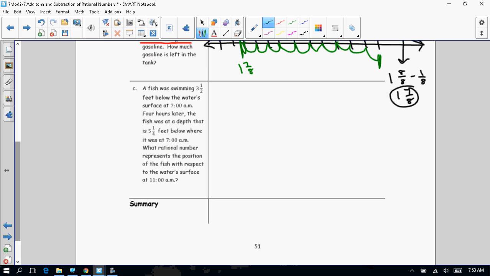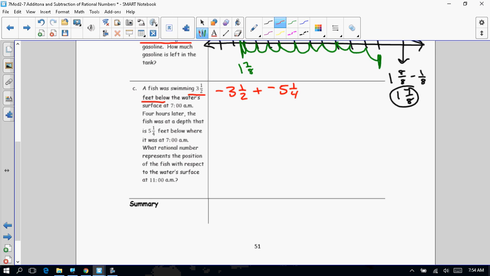All right. A fish was swimming 3.5 feet below the water's surface at 7 a.m. 4 hours later, the fish was at a depth that was 5.25 feet below where it was at 7 a.m. All right. Where is it now, basically? So it was below, right? So that's negative 3.5. And now it's even lower than that, right? It's gone deeper, so plus a negative 5.25.